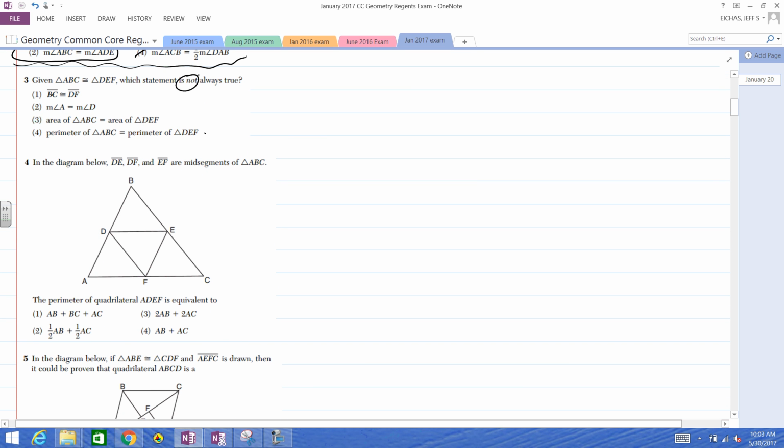Which one's not always true? Okay, we're given a congruence statement. That's what this is. A congruence statement. And from there, we know corresponding parts of congruent triangles are congruent. All right. Which one's not always true? Okay. A is corresponding with D, so that one is true. Areas are the same. That has to be true. Perimeters have to be the same.